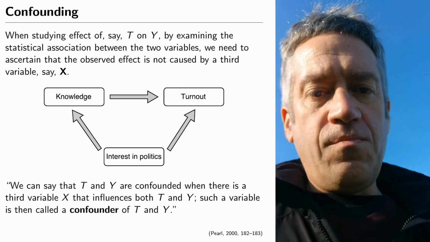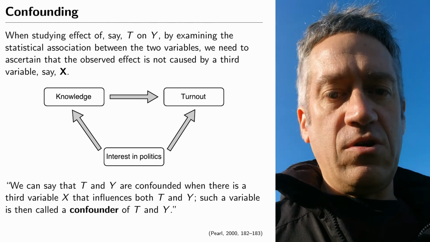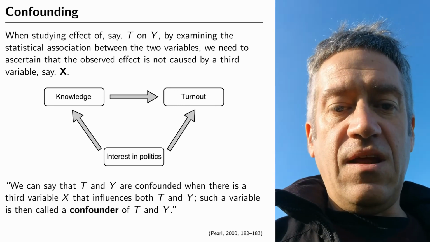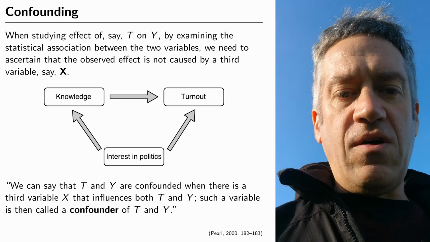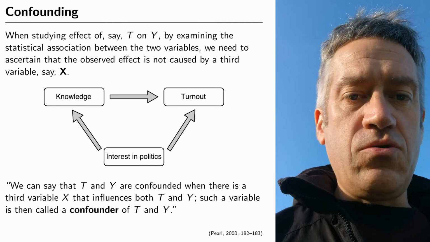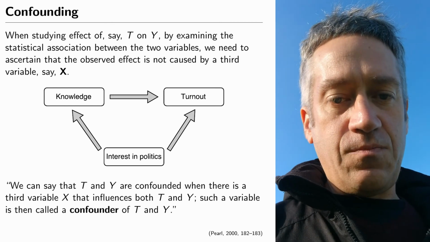Here's an example more from politics. If we assume that political knowledge leads to higher turnout, that people who are more knowledgeable about politics are more likely to turn out in elections, then we should certainly take into account confounders such as education and political interest that will impact both how much people learn and know about politics and also how likely they are to participate.